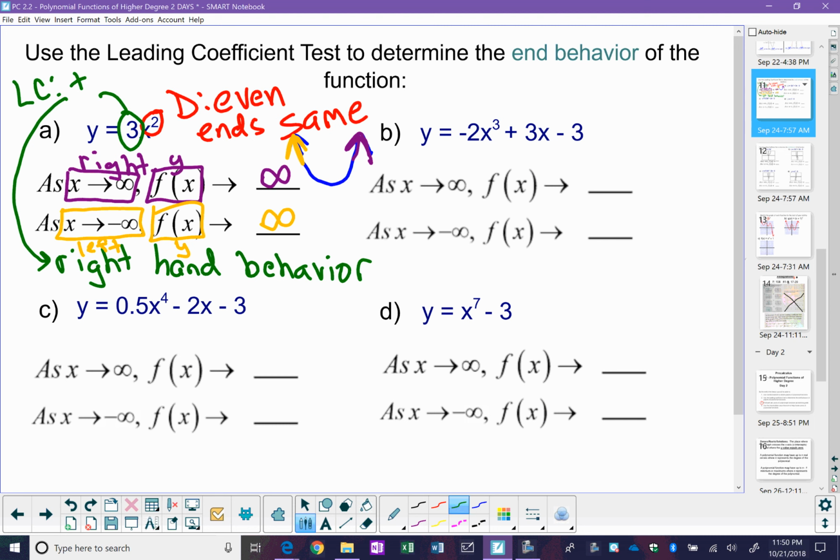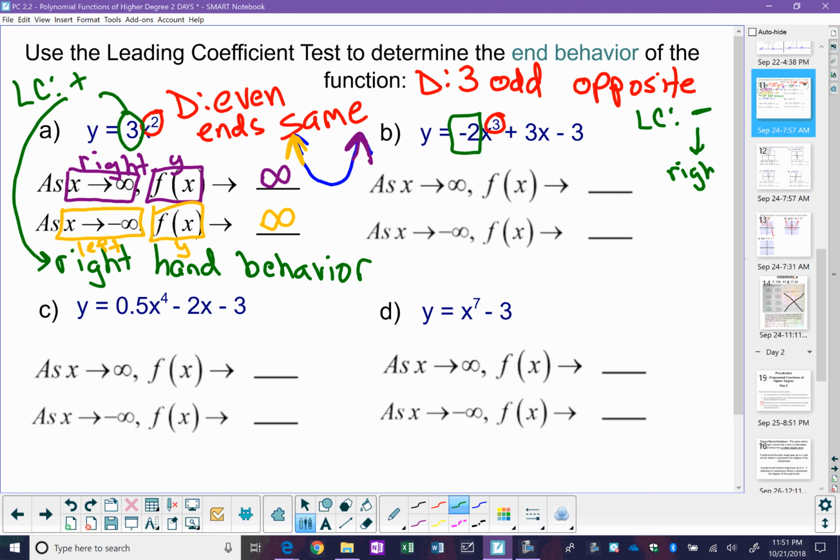Okay, let's look at another one of these. First, let's find our degree. Our degree is the highest exponent, so our degree is 3, which is odd. When it's odd, it means they go opposite directions. Then I'm going to look at that leading coefficient. In this case, my leading coefficient is negative, which tells me the right side is going down.